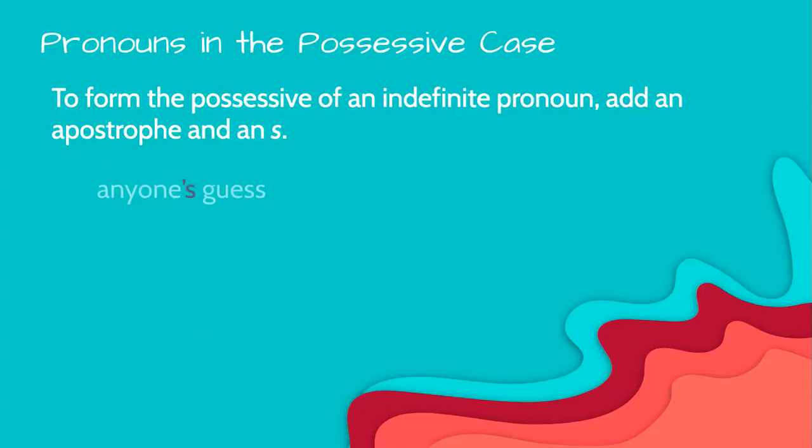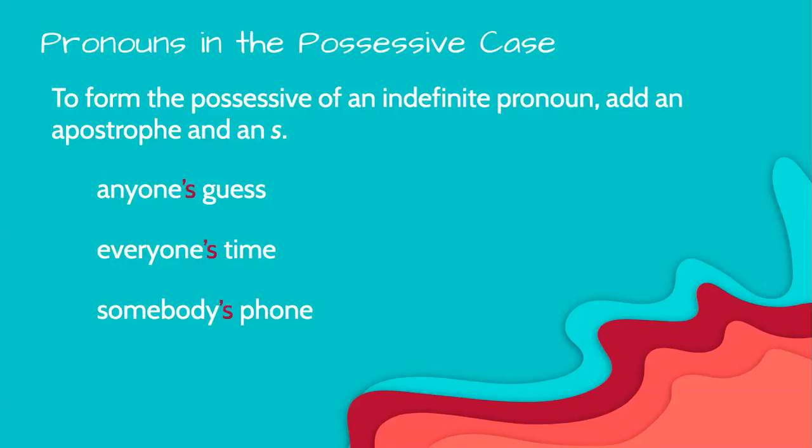Here are a few examples. Anyone's guess, everyone's time, and somebody's phone. Anyone, everyone, somebody are all examples of indefinite pronouns. And again, we do need to add the apostrophe S to show ownership with these words.